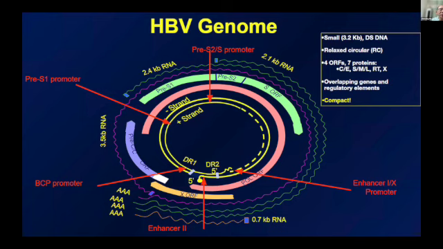Every open reading frame overlaps with every other open reading frame. And all 3 viral envelope proteins, for example, are completely embedded within the polymerase gene. The regulatory sequences are depicted, for example, enhancer 1, enhancer 2, the basal core promoter or BCP, the preS1 promoter, the preS2/S promoter, and the X promoter. All of those actually overlap with the coding sequences. So it's a very compact genome.